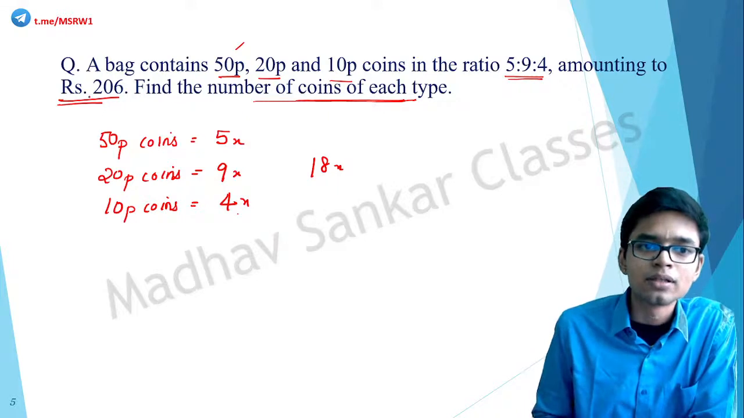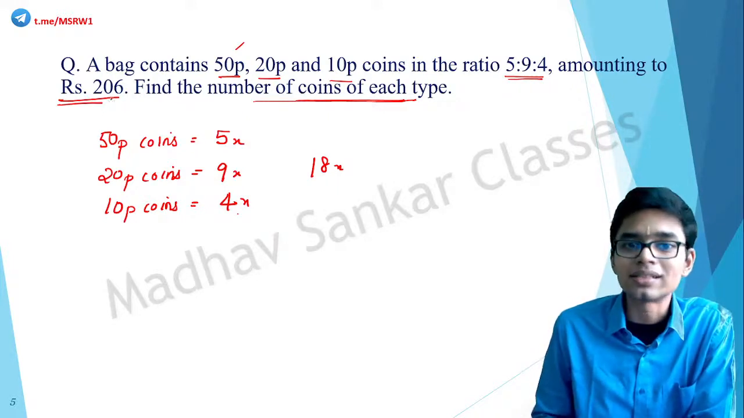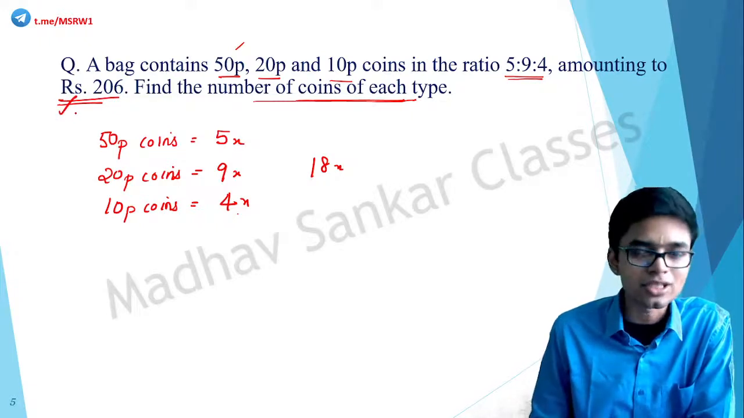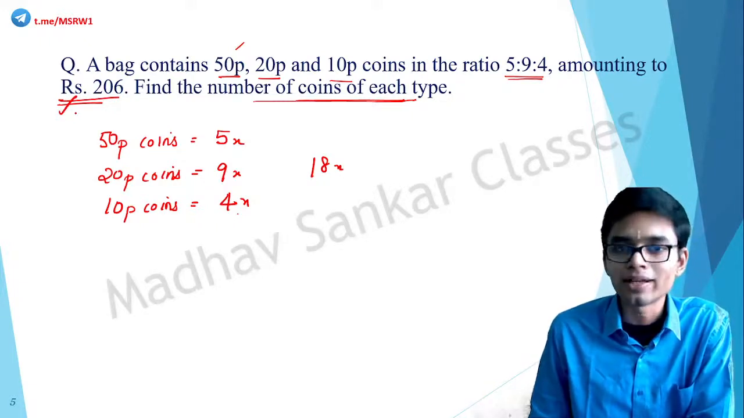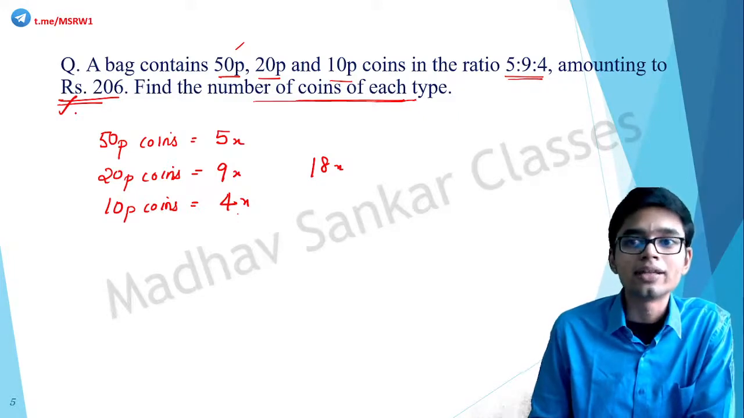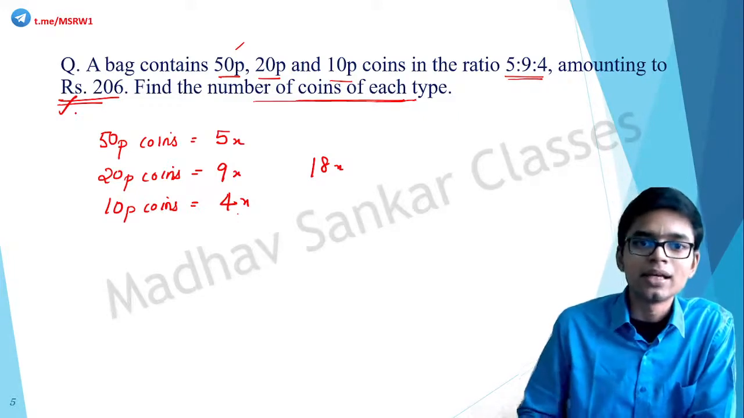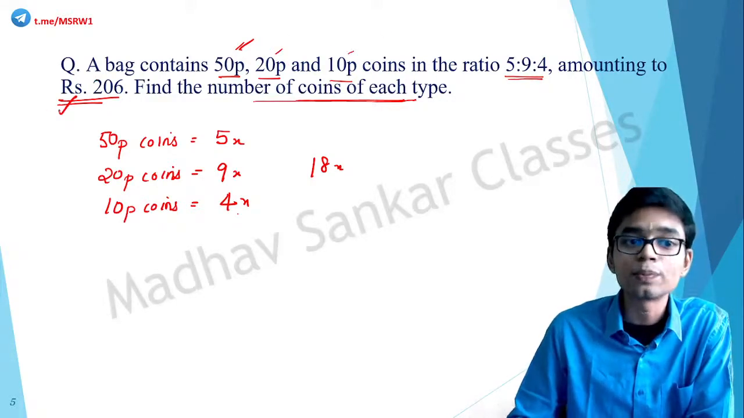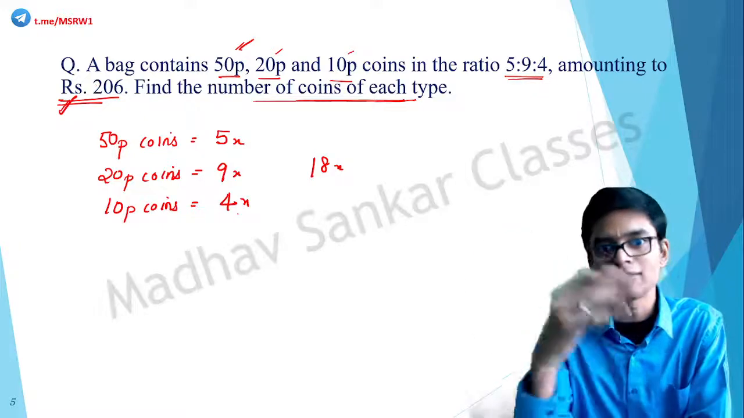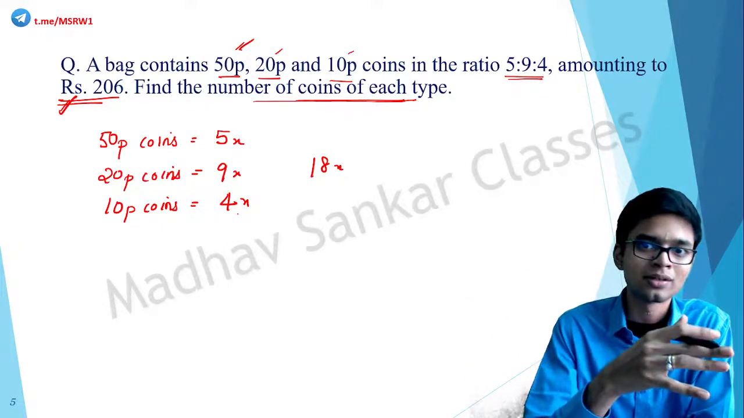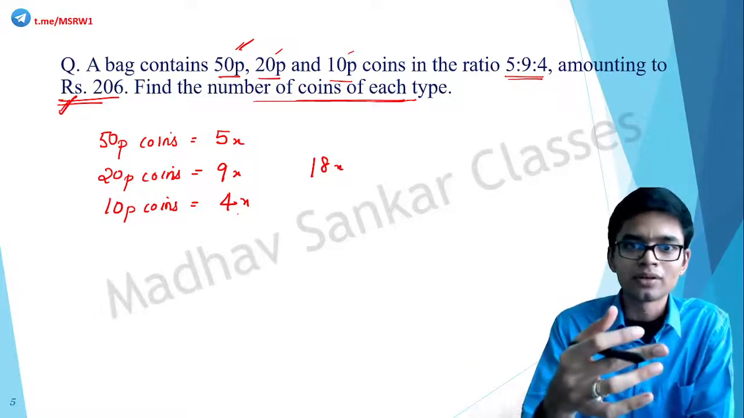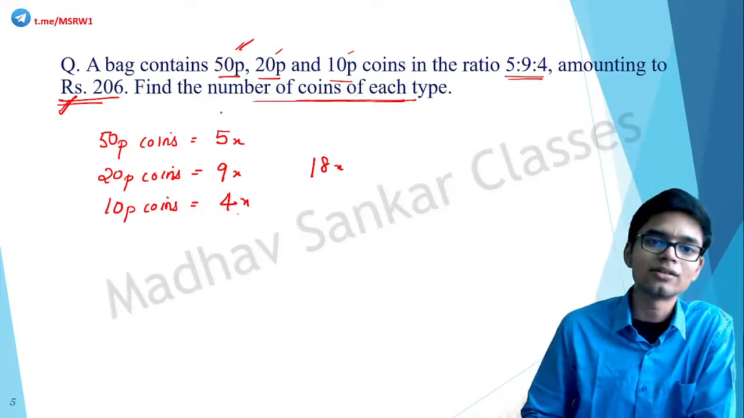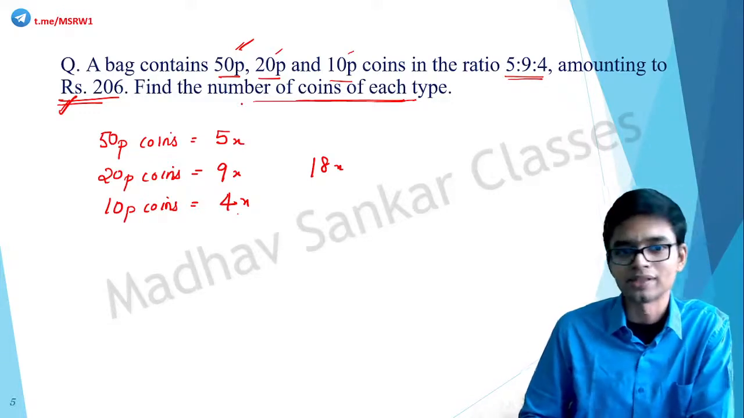Now, total amount is rupees 206. Emphasis on rupees. At the beginning of this session, I told you that if we want to apply ratio and proportion, the unit has to be same. Here it is 50 paise, 20 paise, 10 paise. Here it is rupees 206. So either convert paise into rupees or convert rupees into paise. Clear? It's up to you. But here for easy calculations, let's convert say paise into rupees.